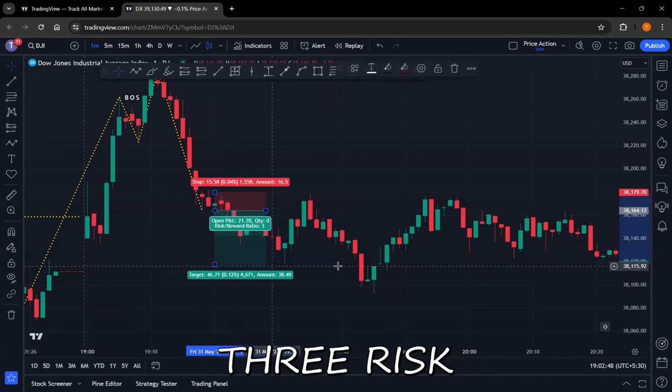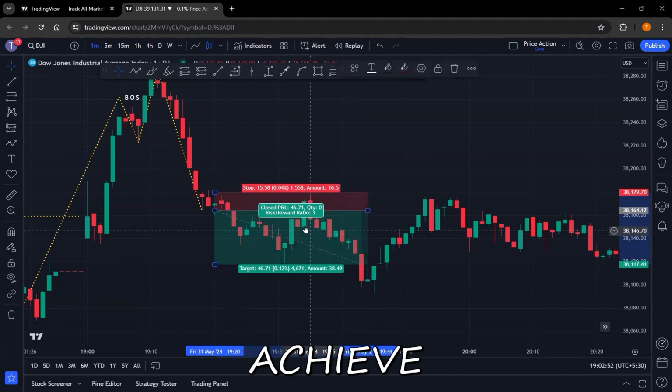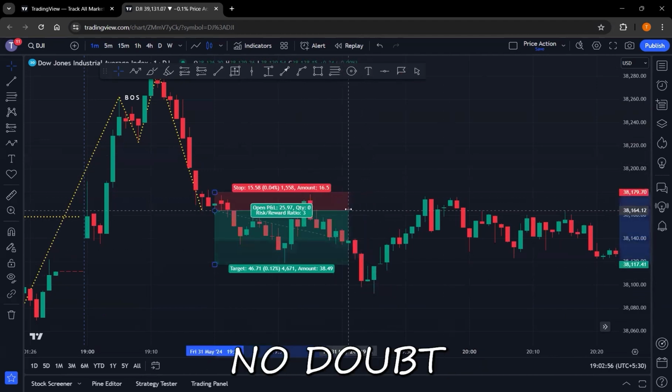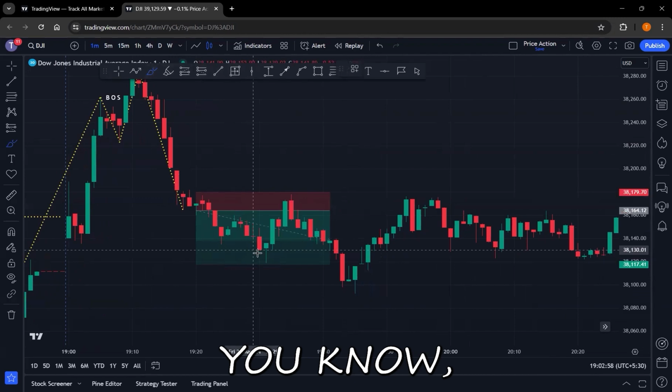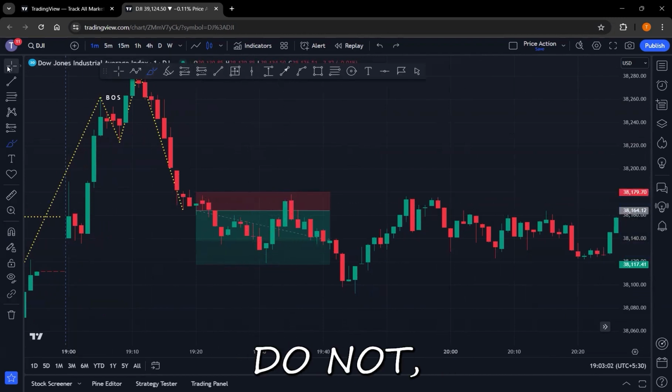So your 1:3 risk reward will be over here, which you can see, which we have targeted over here, and you've already achieved the target. Before hitting the stop loss, you have already achieved the target over here. No doubt the price might try to come into your stop loss area, try to test it once, but do not become a coward, guys.